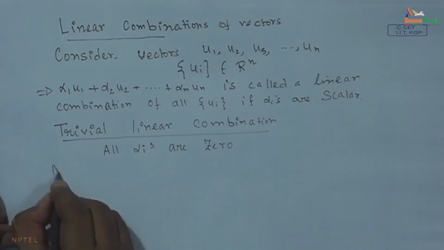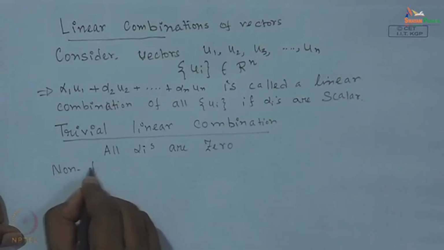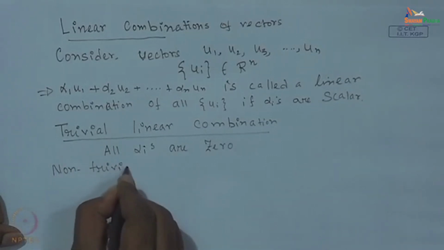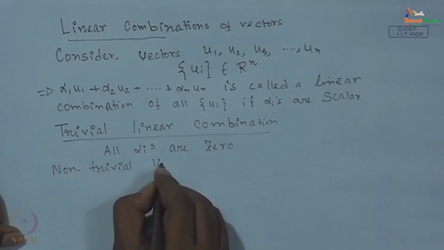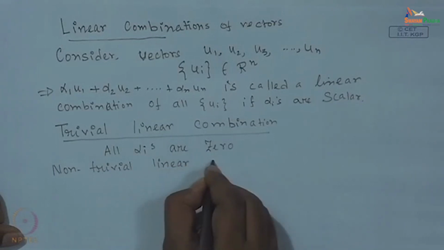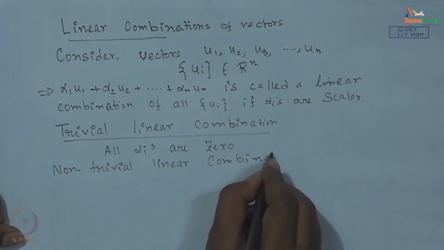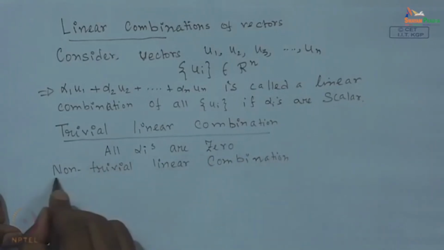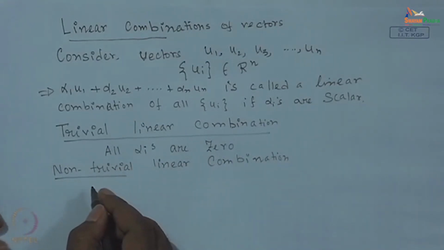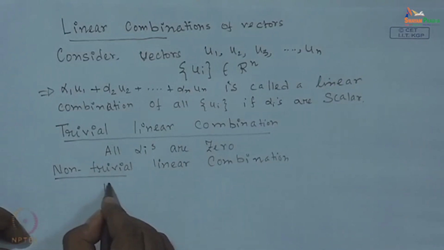And what is a non-trivial linear combination? A non-trivial linear combination is that combination where at least one alpha i is non-zero.